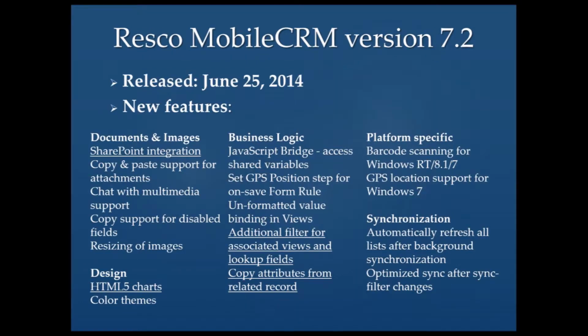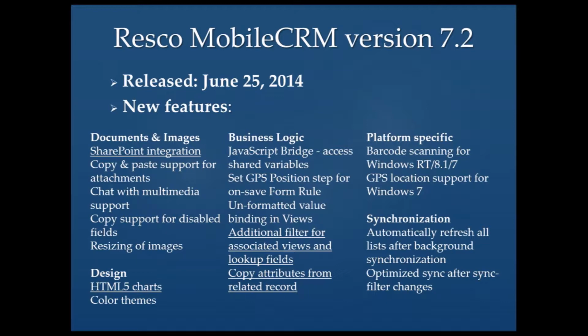Let's take a closer look at Resco Mobile CRM version 7.2, which was released on 25th of June 2014, so something like a month ago. There are quite a lot of new features, and we can divide them into a couple of categories like documents and images, design improvements, improvements in business logic, platform-specific features, and synchronization improvements. The ones which are underlined are the ones I'm going to go through today.